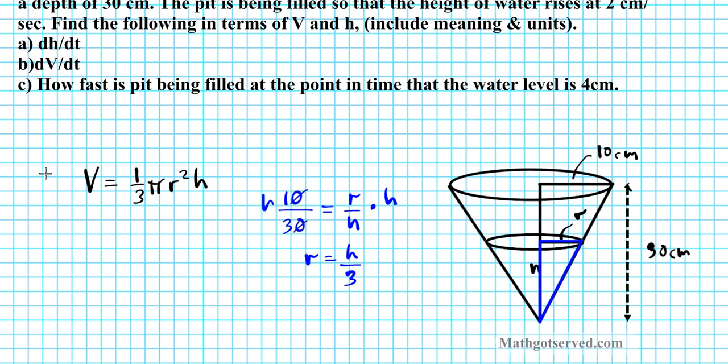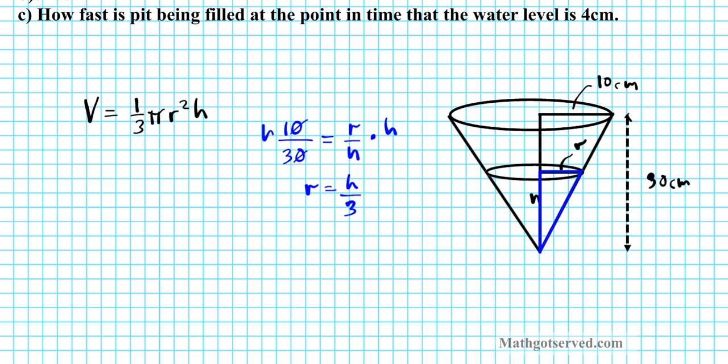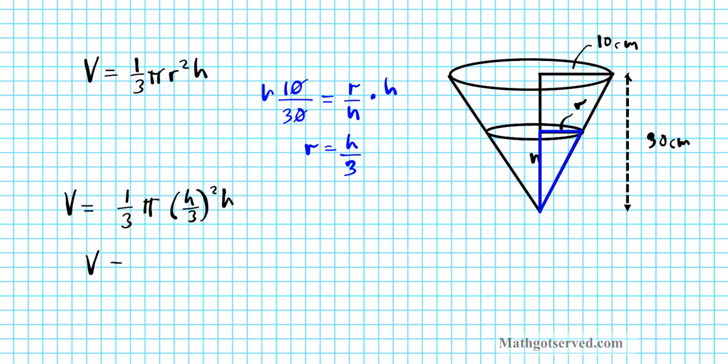Okay, now let's go back to the volume. We're going to substitute H over 3 for R here. So our volume V is equal to 1/3 pi. Instead of R, we have H over 3 squared times H. Let's go ahead and simplify that. We have the volume V equals, in the numerator, pi H to the third, H squared times H, over 3 times 3 squared, which is 9, so it's 27. All right, so the volume is pi times the cube of the height divided by 27.